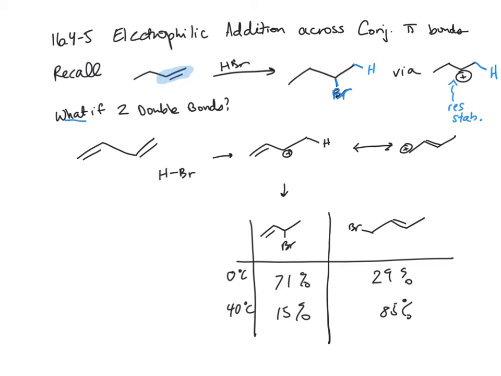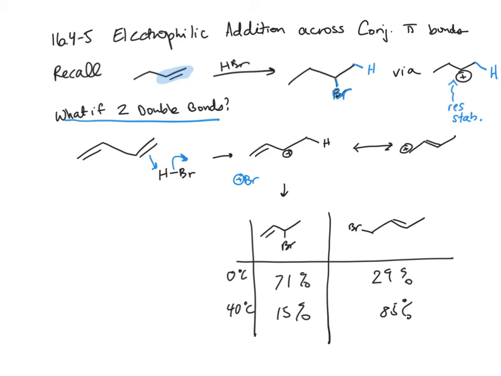But what if you have two double bonds? What do you do then? Well, you can protonate one of the alkenes. It does not matter which one. In this case, they're both the same. You protonate them, and you're left with the bromide leaving group. And now you've got two resonance structures to consider.